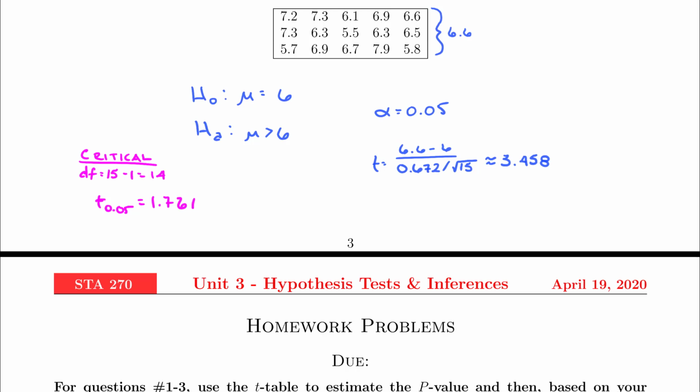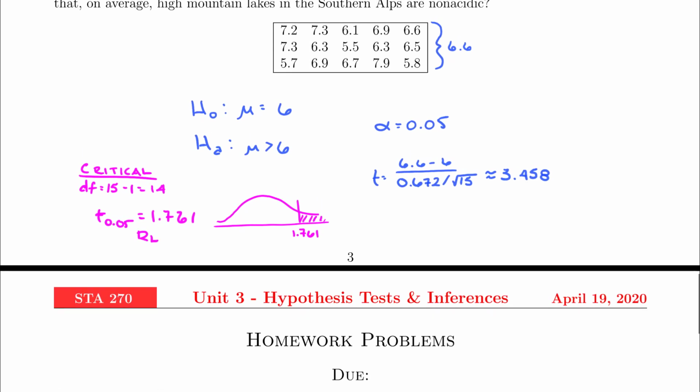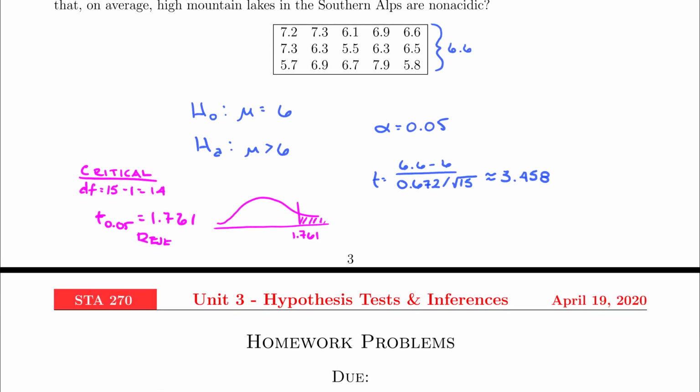The T statistic is 3.458. Remember we're talking about a right-tailed test, so if our test statistic falls to the right of our significance level, we will reject the null hypothesis. So if we imagine the curve here, anything that falls to the right of 1.761 will be in the rejection region, and 3.458 does in fact fall within that region. So we will reject the null hypothesis based off of the critical value approach.